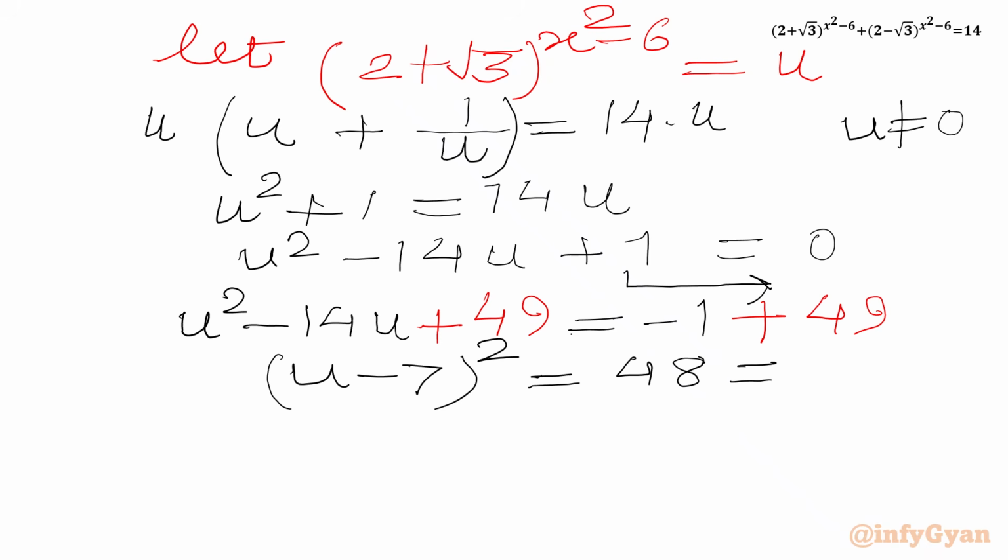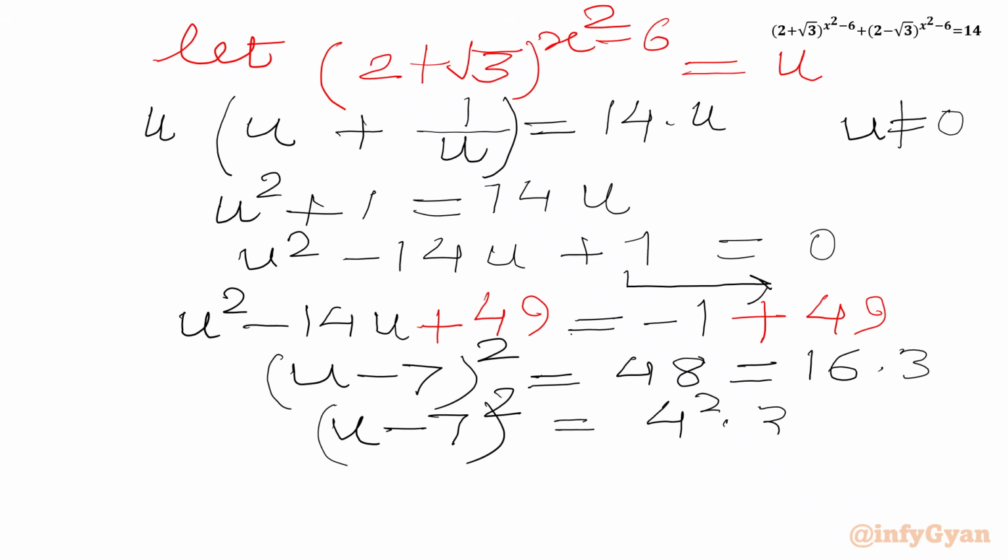And 48 can be factorized as 16 times 3. Now we'll write u minus 7 whole square equal to 4 square times 3. We'll take the square root on both sides and get u minus 7 equal to plus minus 4 square root 3. Now we have to add 7 to both sides. We will get u equal to 7 plus minus 4 square root 3.